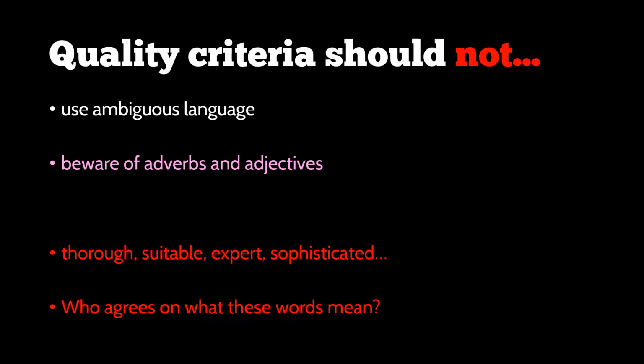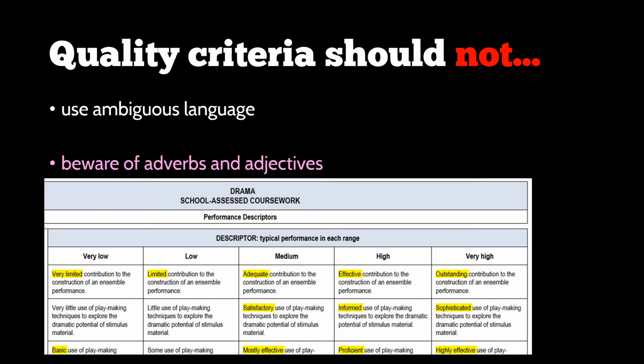If you notice that you're using a lot of adverbs and adjectives in your criteria, you might find that you're accidentally putting in ambiguous language. Here's a really quick example of something with lots of ambiguous language in it. Limited, adequate, effective, outstanding, satisfactory. What do these mean?